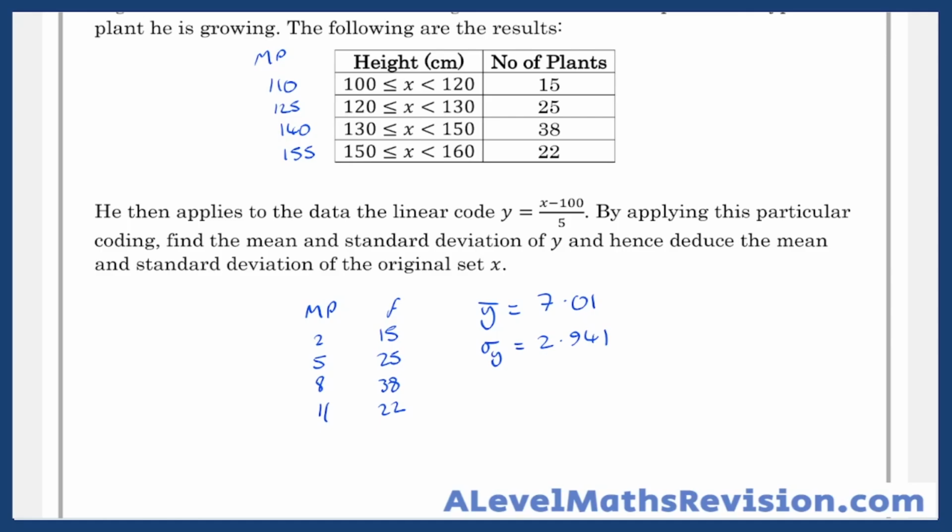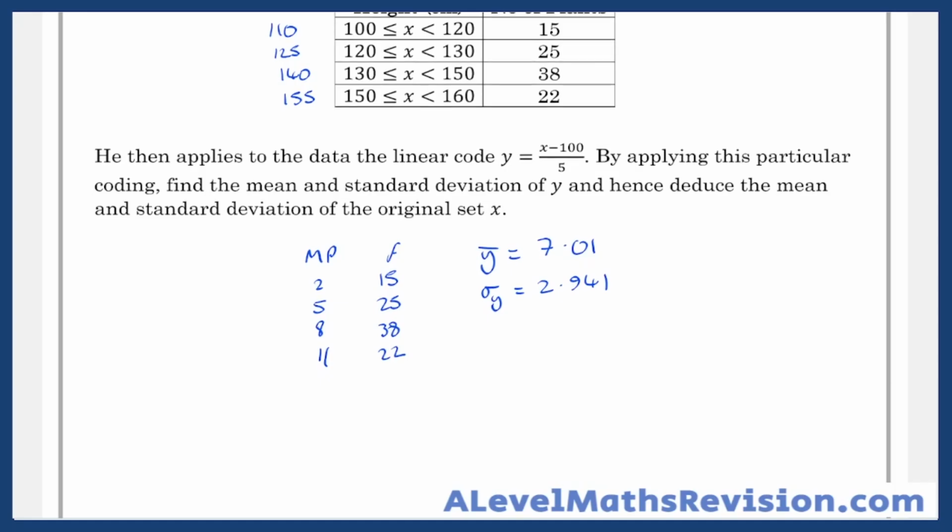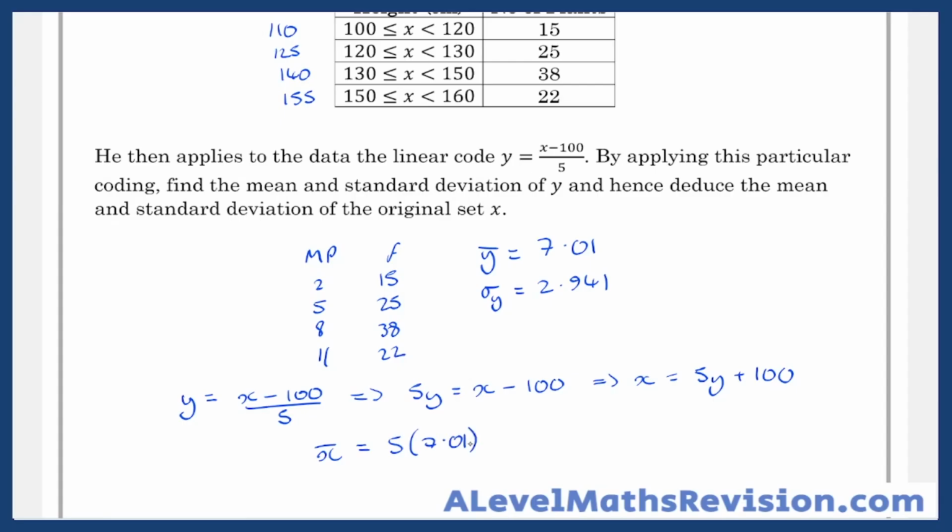Now we're going to use that and the linear code to deduce the mean and standard deviation of the original set. So let's rearrange it to find what x equals. We've got the code y equals x minus 100 over 5. Let's rearrange that to get 5y equals x minus 100. And rearrange that to get x equals 5y plus 100. So knowing what you know about linear coding now, we know that the original mean, x bar, must have that code applied. It must be 5 lots of y bar plus 100.